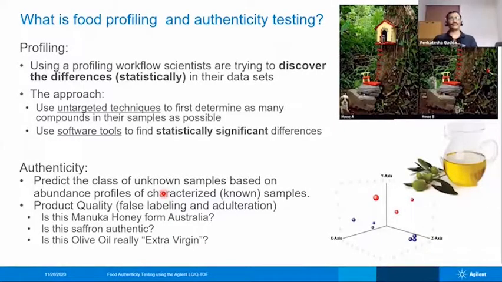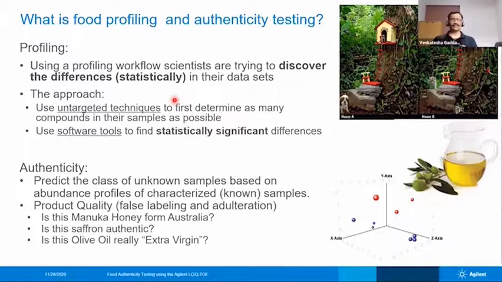So first of all, what is profiling? This is a workflow where scientists try to discover the differences between two sets of data, or two sets of samples or products. In this approach, you acquire all the analyses using untargeted techniques. You try to extract all the peaks inside your olive oil, different Manuka honey, whatever the matter, and then use the software tool to find out how these features are differentially expressed statistically.